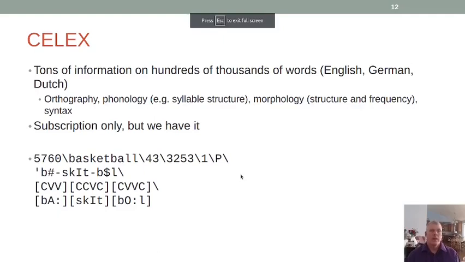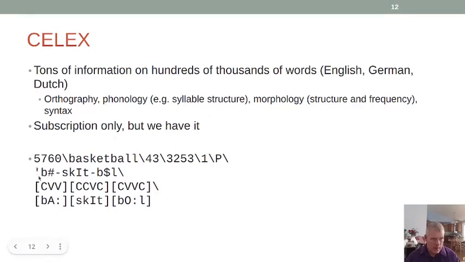CELEX is another lexical resource that's really useful, has information about phonology. Obviously, the orthography is standard orthography, but also phonology, morphology, and syntax. And this is a resource that I mentioned is available through the Linguistic Data Consortium at the University of Pennsylvania, that you have to have subscribed to it, and we at BYU have, and so we have access to this resource. Here's an entry for basketball.